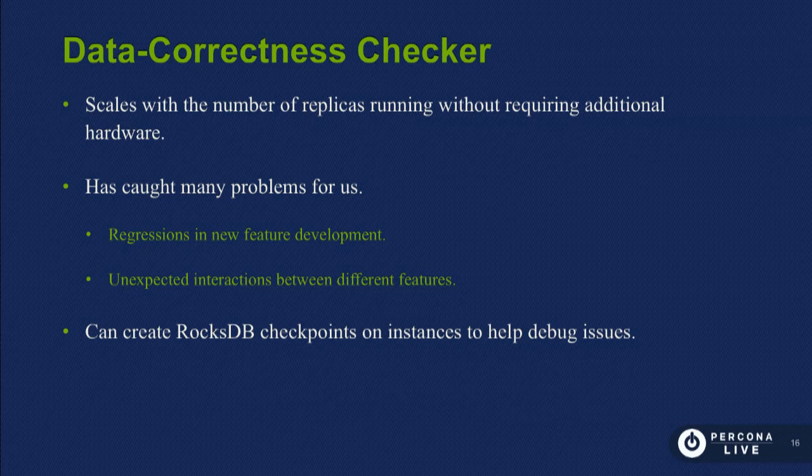Regressions, as we're pushing out features pretty quickly, we constantly are running this test and making sure that we're not regressing in any way. And this has also caught unexpected interactions between different features, like bulk loading and optimizer stats, that we may not have caught otherwise.